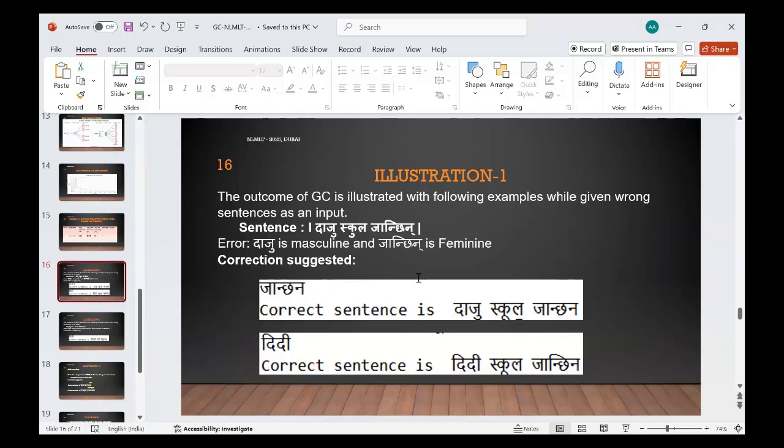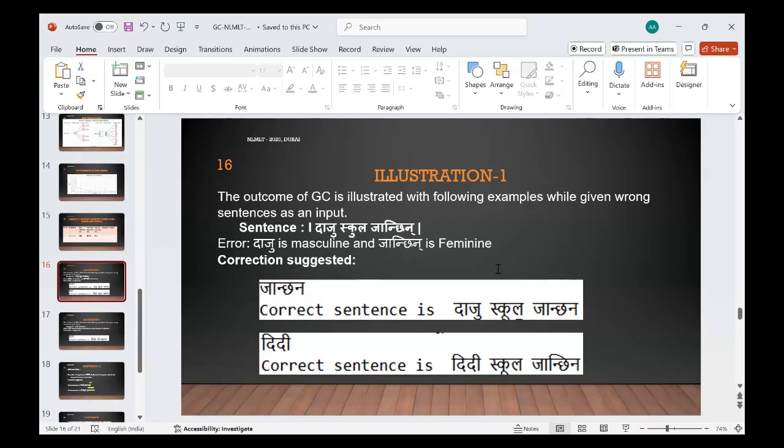So here the mistake is available in two places. Daju means masculine. If a masculine noun is there, then a masculine verb has to be introduced. But over here, a feminine verb is there. So there is an error in the sentence. Our GC, the grammar checker, has found the error. If you replace Janchin, that last word, with Janchan, which is highlighted over here in the white background, the correct sentence would be Daju school Janchan.